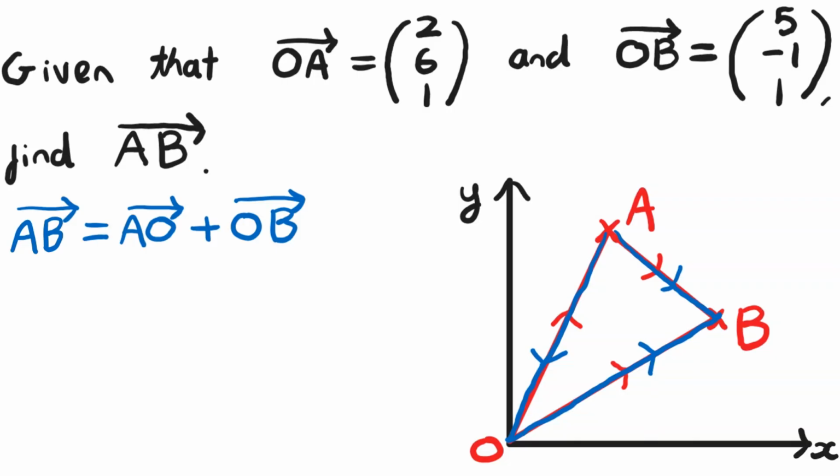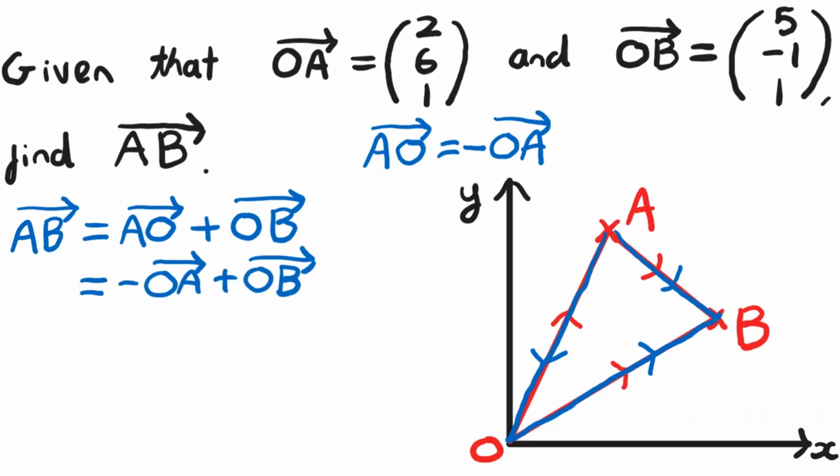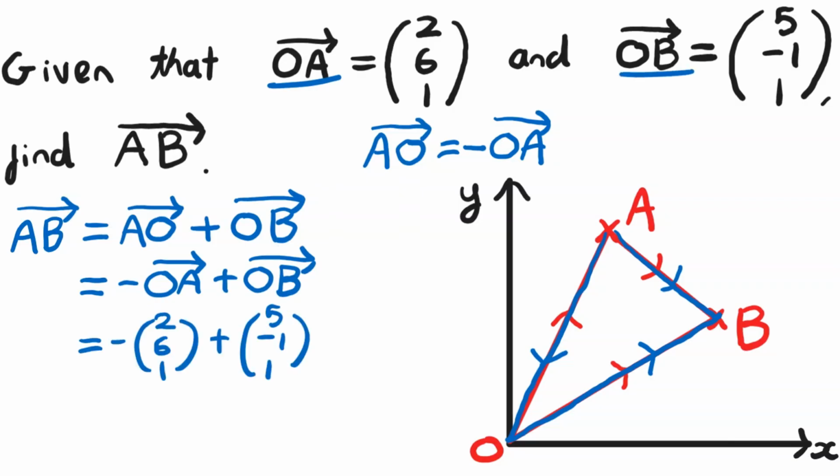OB we know, this is given to us in the question, it's (5, -1, 1). AO we don't know, but we do know OA, and as we talked about right at the beginning of the video, one thing that's interesting about vectors is they're direction specific. What that means is that AO is equal to minus OA. So we can just sub out AO here for this minus OA, so it becomes AB is equal to minus OA plus OB, and we know what OA and OB are, so therefore we can just sub these in like I've done here.